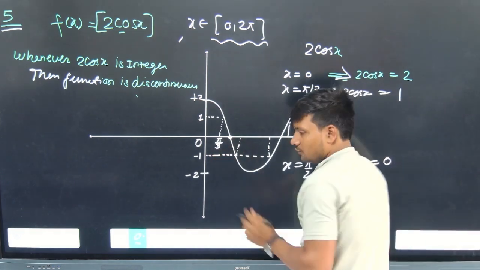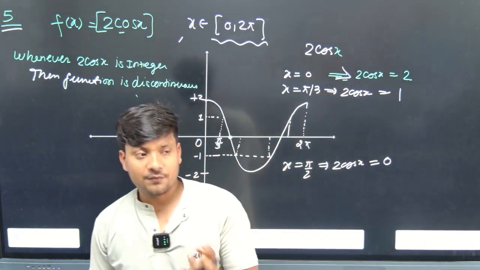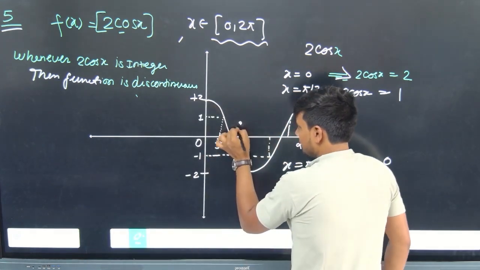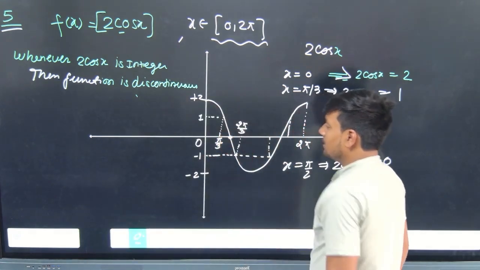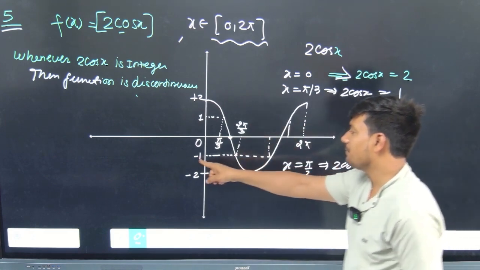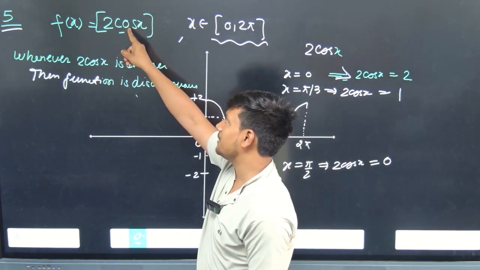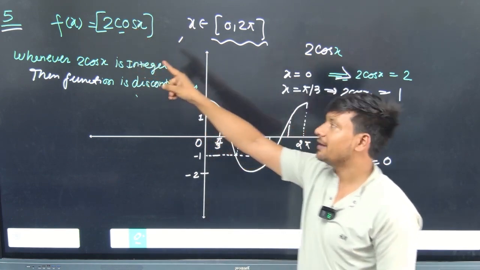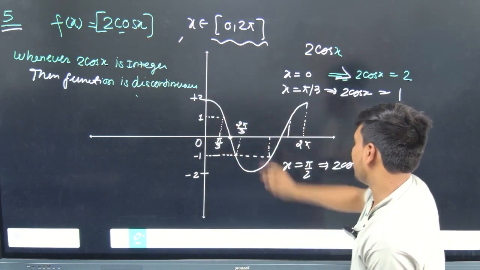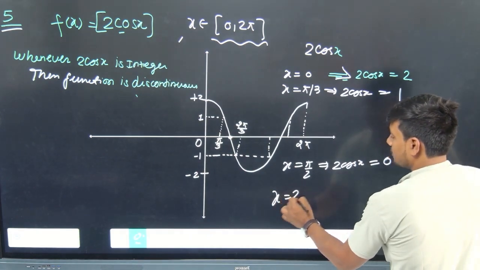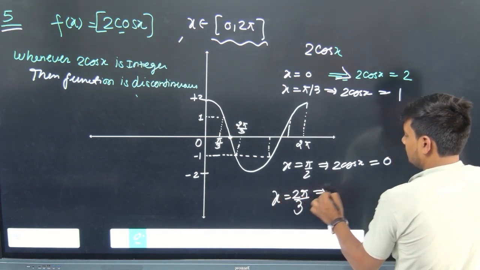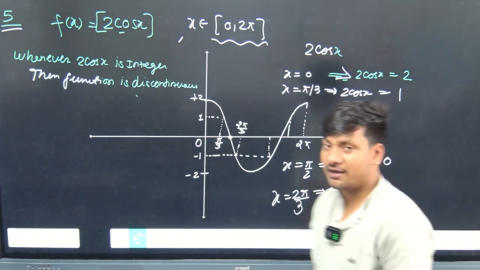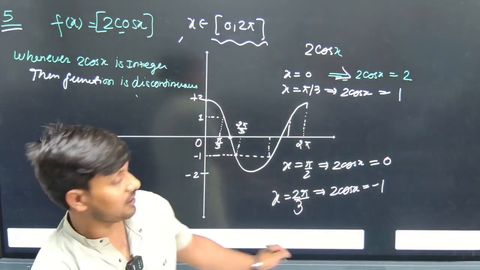After pi by 2, we can go to the second quadrant. We can see pi minus pi by 3, that is 2 pi by 3. Okay, so at 2 pi by 3, this will give minus 1. You can see that cos 2 pi by 3 is minus 1 by 2, and multiplied by 2, that gives minus 1. So again at x equals 2 pi by 3, 2 cos x gives minus 1, that is an integer. So also at the point x equals 2 pi by 3, this function will be discontinuous.